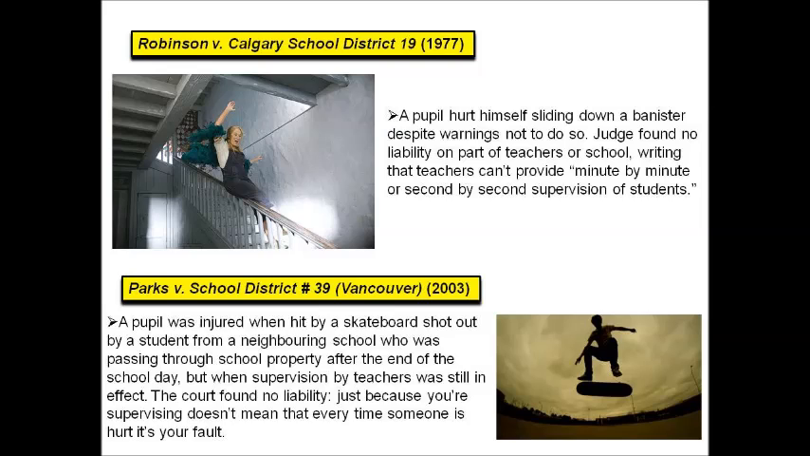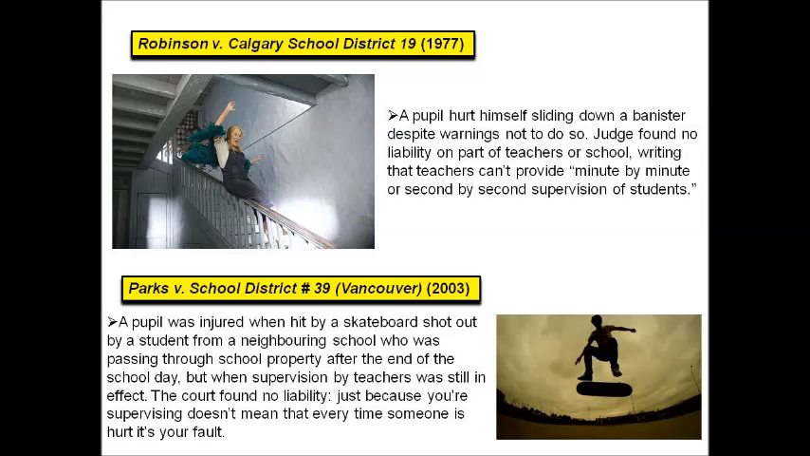Okay, Robinson v. Calgary School District 19 in 1977. Here's one, it's interesting. You tell the kid, don't go down the banister. Stop sliding down the banister. If I catch you sliding down the banister, that's against the rules. Please don't do that. This student had been told many times not to do this, but went ahead and did it anyway, and surprise, got hurt.